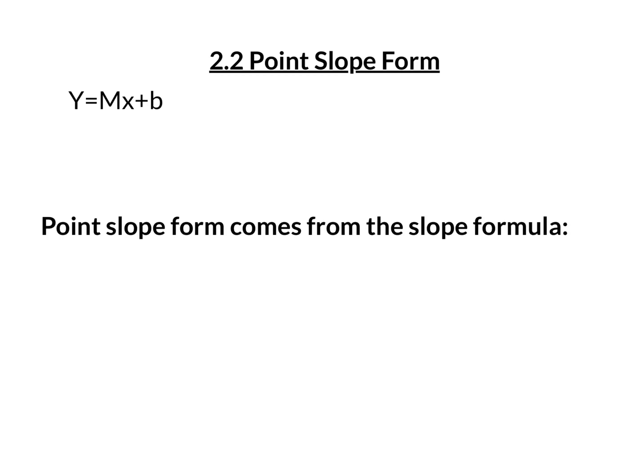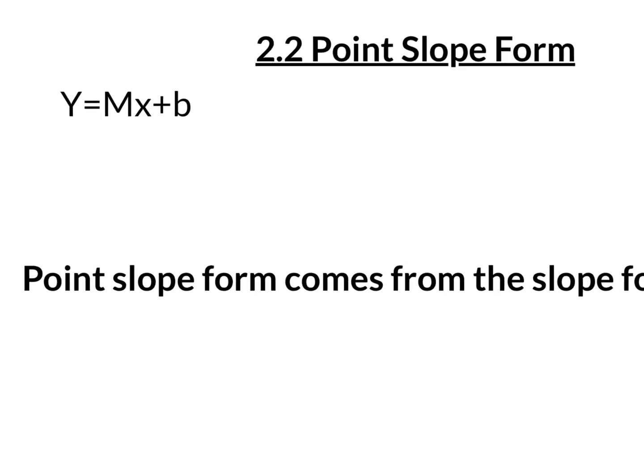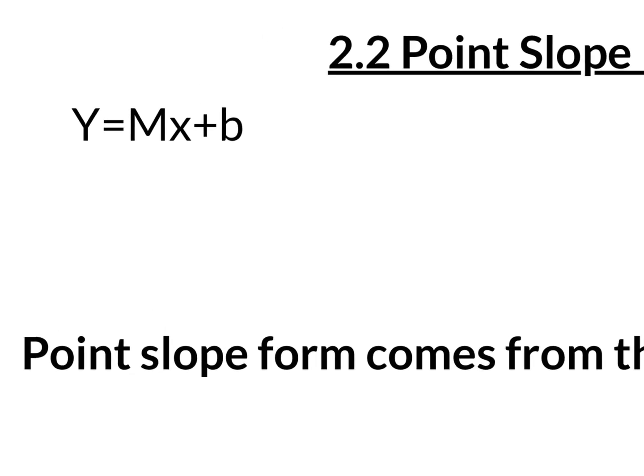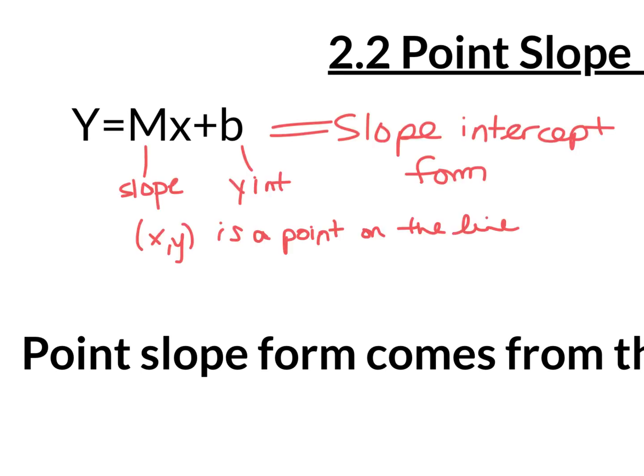All right, so we're talking more about linear equations today, and today we're talking about something called point-slope form. But before we do that, I just want to remind you, so far we've learned about slope-intercept form, and what we know is that m is the slope, b is the y-intercept, and x and y here in the equations are a point that are on the line.